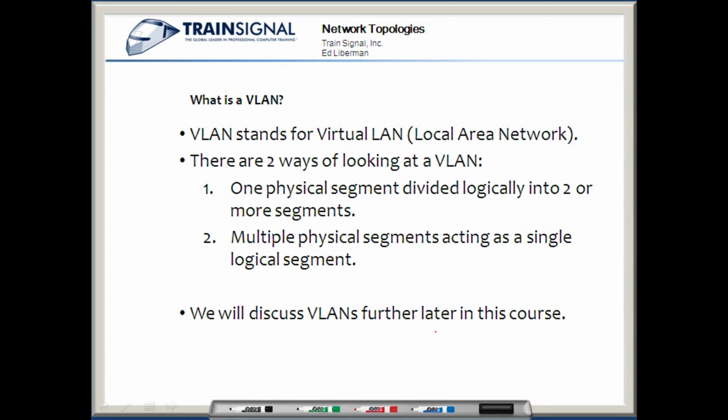Even though they're all connected together physically, the cable makes them all so they could talk to each other, logically you can divide them into separate segments so they don't really know about each other. Now, the other way of looking at it is the exact opposite, where you can have multiple physical segments. Matter of fact, those multiple physical segments could be in different cities. You might have different offices, but you can logically make them act as though they are on the same segment or the same local area network. Now again, VLANs is something that we will talk about later on in the course. Pretty much when we talk about switches, that's when we'll talk about VLANs.